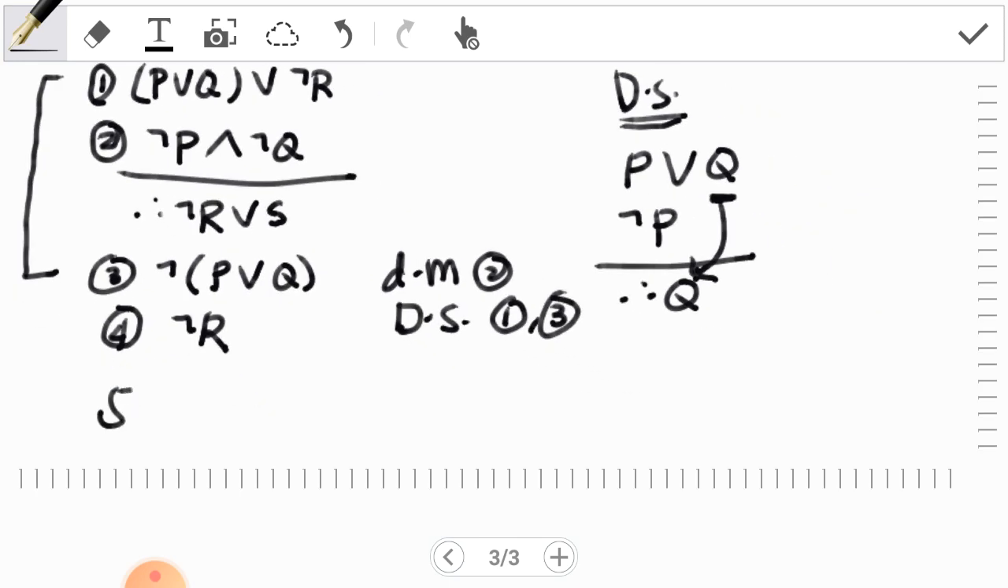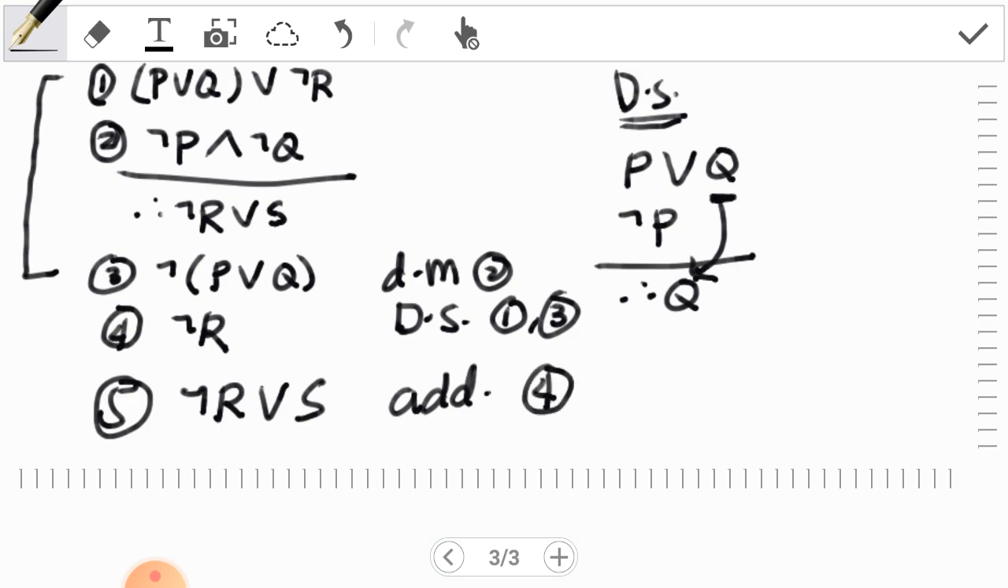And finally, since we already have not R given here, we need, in the conclusion, not R or S. So we have not R or S. This is just by using addition based from line number 4. Obtaining now our desired conclusion, not R or S. So there you have it, the 3 problems in your homework.